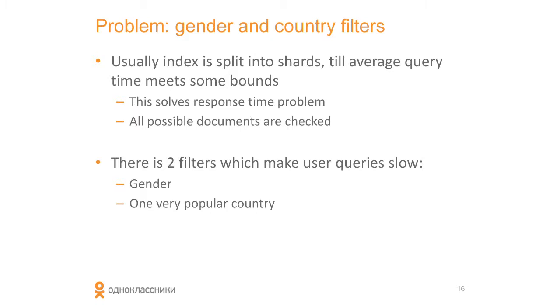For us, currently there are 2 filters which make queries slow on the user index. One is gender. Everyone has a gender, and it's distributed almost evenly. And the other is one very popular country in our social network.